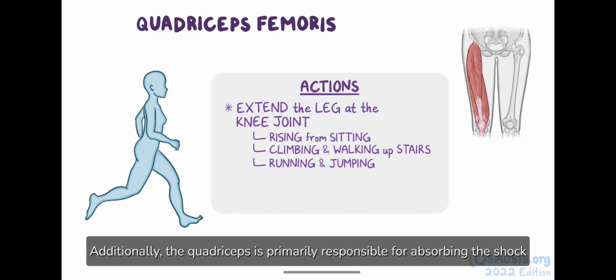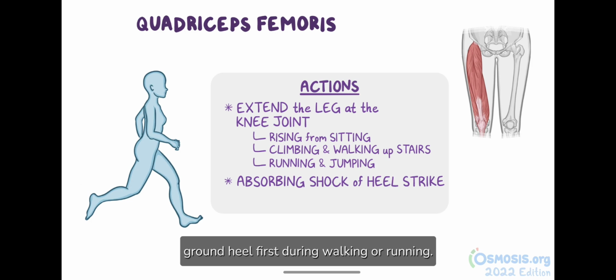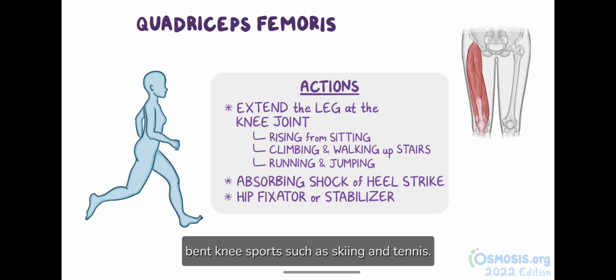Additionally, the quadriceps is primarily responsible for absorbing the shock of heel strike, which is when the foot touches the ground heel first during walking or running. And it functions as a hip fixator or stabilizer during bent knee sports, such as skiing and tennis.